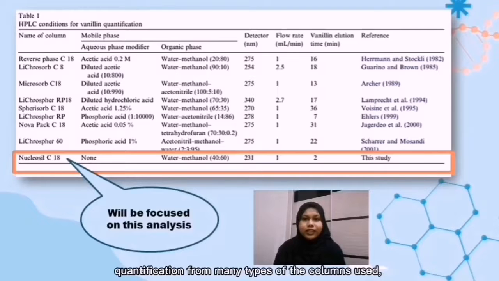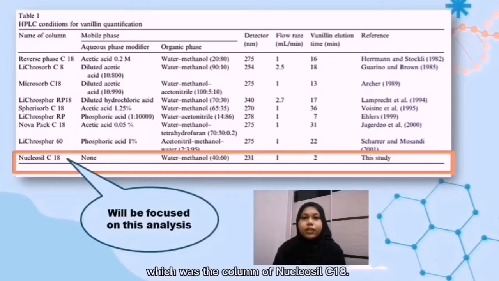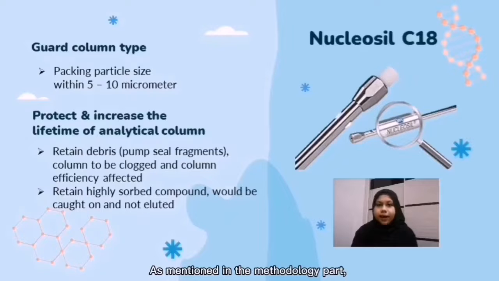of the columns used, where the results obtained for the mobile phase used, flow rate, and the vanillin elution time recorded were referred from other authors in different journals, except for the last one, which is the only one we focus on, which was the column of Nucleosil C18. As mentioned in the methodology part, the column used in this study was Nucleosil C18, known as a guard column type, with a column packing particle size of 5 to 10 micrometer.